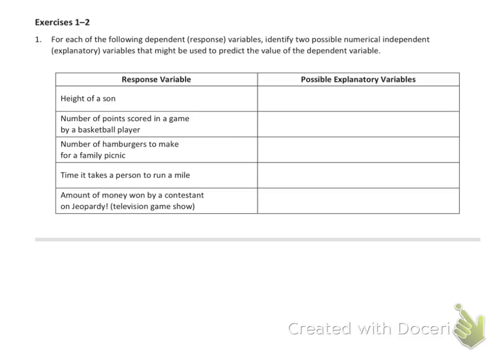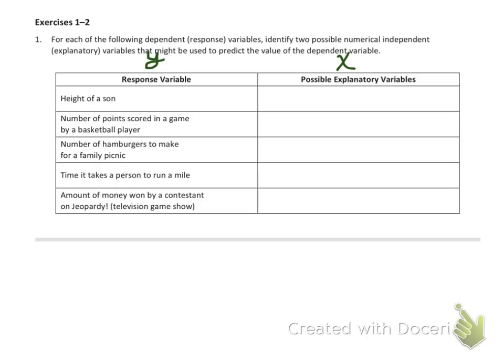So let's look at exercise 1 first. For each of the following dependent response variables, identify 2 possible numerical independent explanatory variables that might be used to predict the value of the dependent variable. So these are backwards from how I would like to see. Normally I would like to see X on the left because that's how we usually write ordered pairs, but they've got this set up this way, so it's okay.